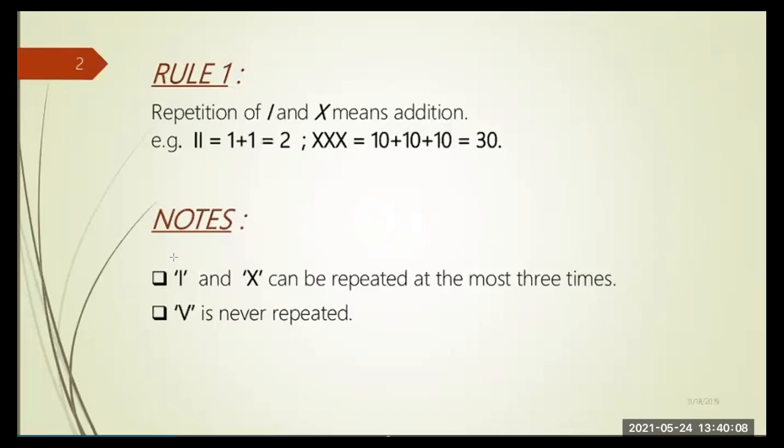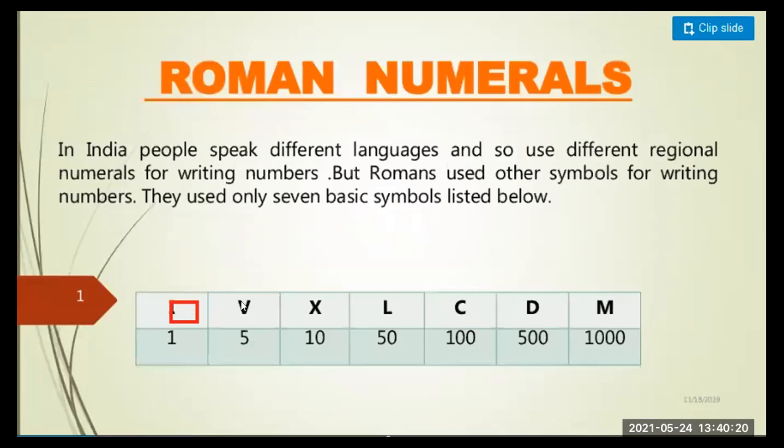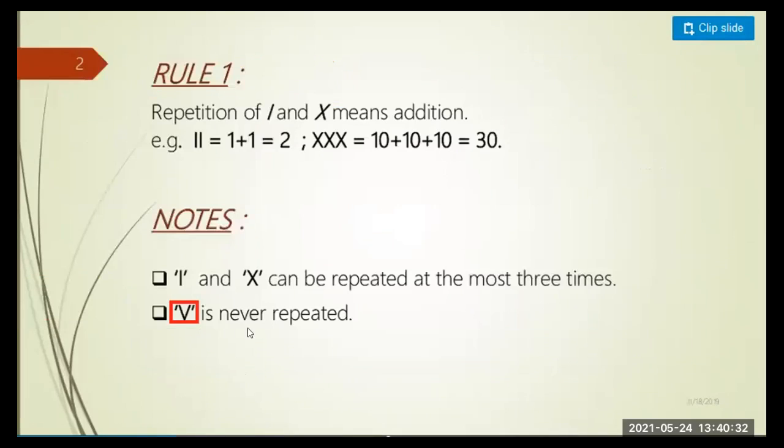Next, you can see V is never repeated. That V we will get later. And in the first slide, we already got that V means 5. V will denote 5. So here you can see V means 5. Okay, V means 5. And what our next slide says is that V is never repeated. So whenever V is used, we use that V only one time. Okay, now we'll move to the next slide.